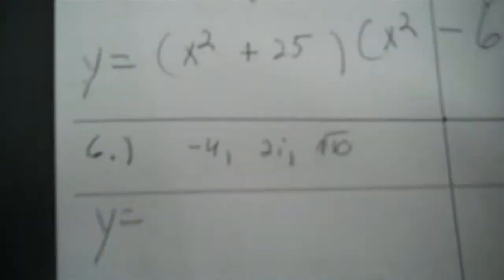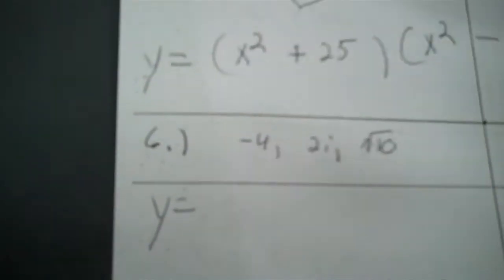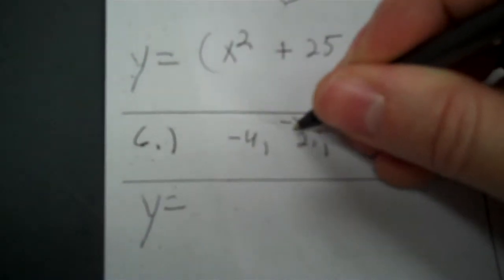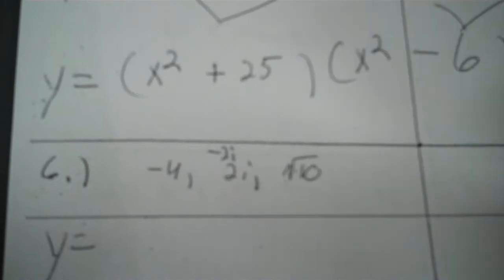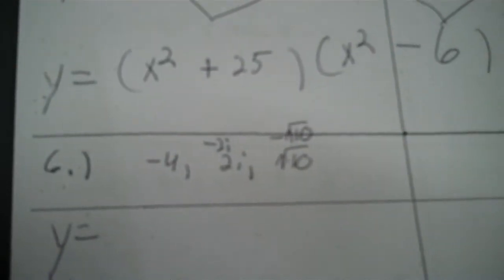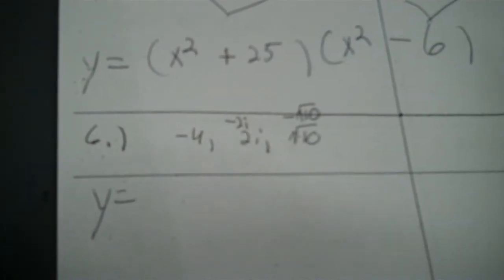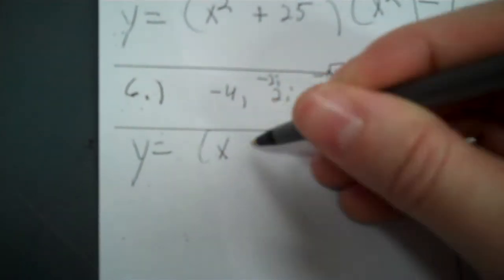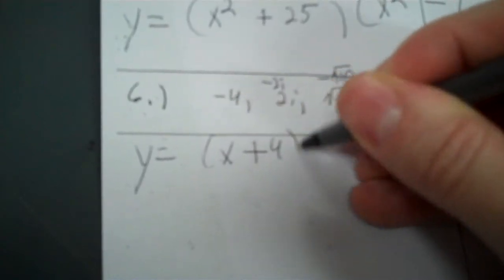Y equals, now this one doesn't have a partner, okay? There's no i, there's no square root. This has an i, so it needs a partner. This is an irrational square root, since the square root of 10 is some decimal that never ends, it's irrational. It goes right there. So y equals x minus, but it goes plus 4.